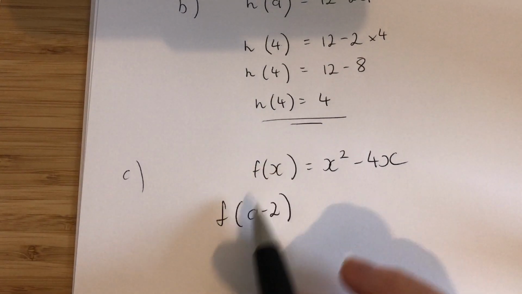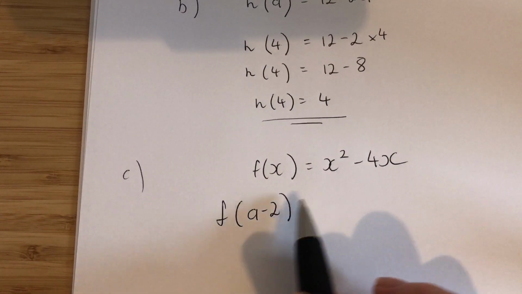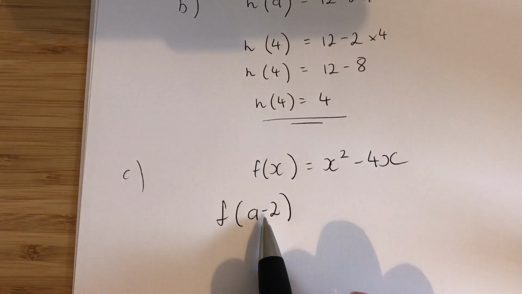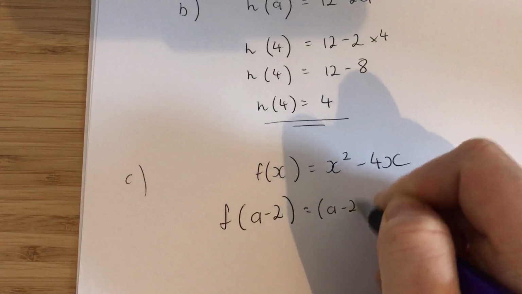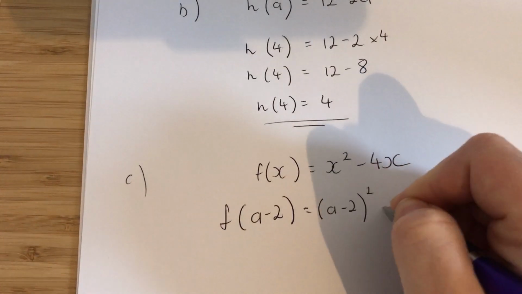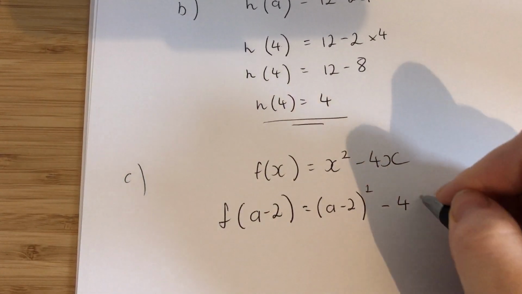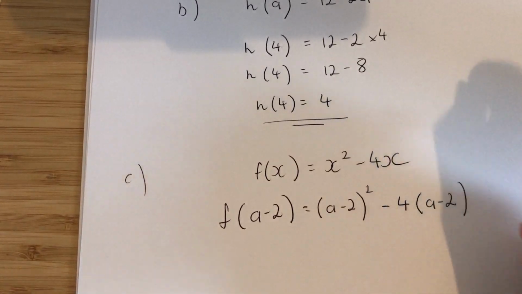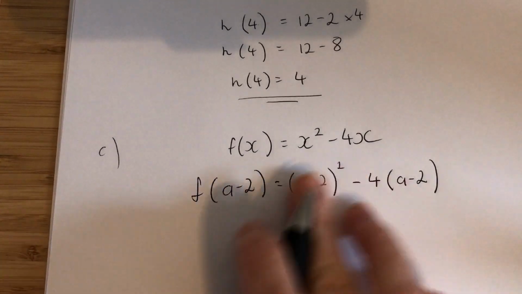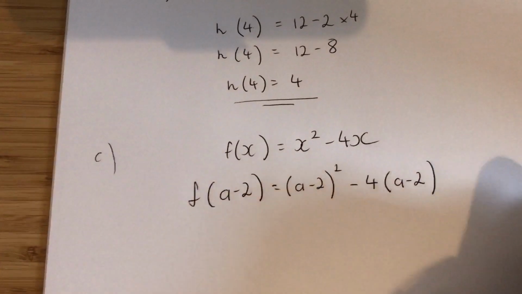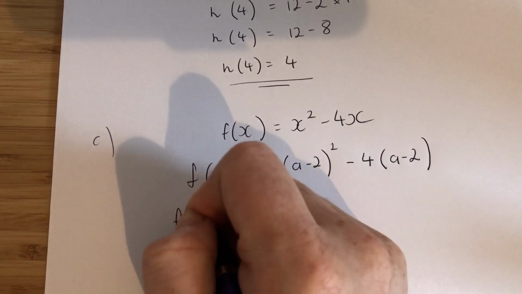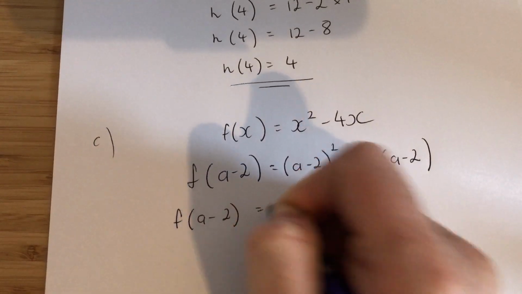So instead of x here, we've been given a minus 2. So every time you see x, we have to put a minus 2. So here, instead of x, I'm going to put it in brackets because remember it's all a minus 2 squared, minus 4 instead of x, a minus 2. So we're not going to have a number as a solution. We're still going to have a in here, but we just want to tidy this up. So f of a minus 2.